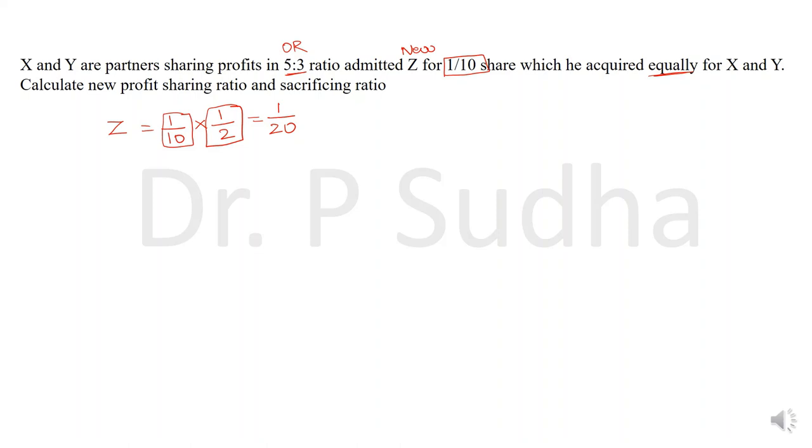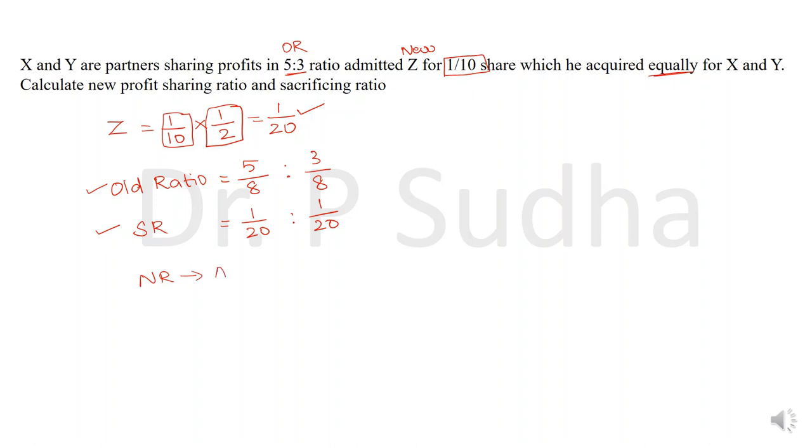Okay. After calculating this, we will calculate the old ratio. What is the old ratio? The old ratio is given in the question: 5 by 8 for X and 3 by 8 for Y. What is the sacrificing ratio? We have already done it here. Both of them are sacrificing equally, 1 by 20 is to 1 by 20. Now, we know the old ratio and the sacrificing ratio. How will we calculate the new ratio?